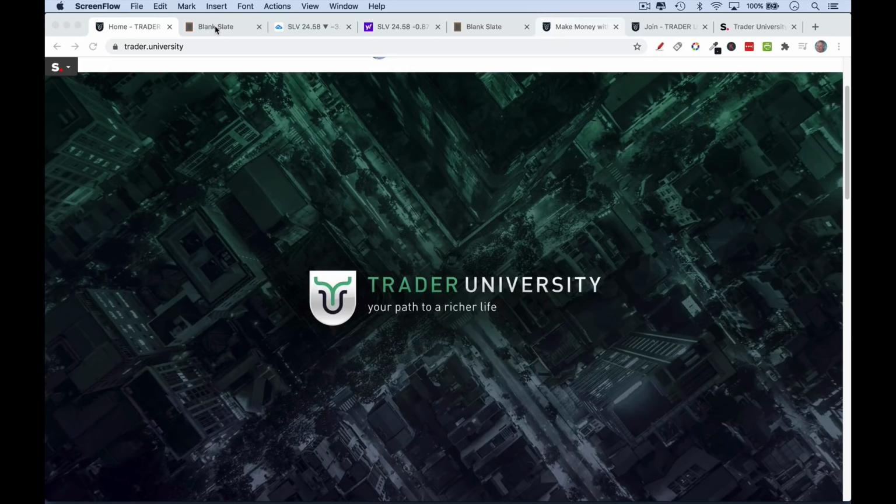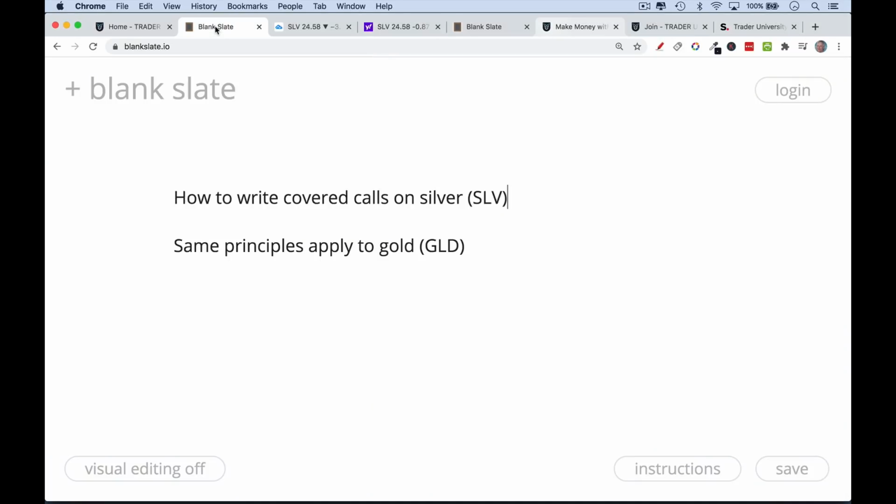This is Matthew Cratter from Trader University, and today I want to talk about how to write covered calls on silver. And for this I'm going to be using the silver ETF, which is SLV, but you could apply the same principles and write covered calls on gold as well. It's a little more high priced, but that would be GLD.